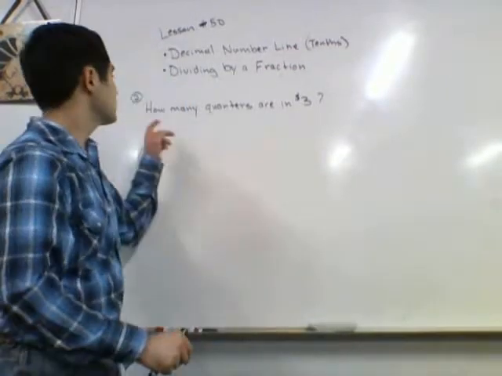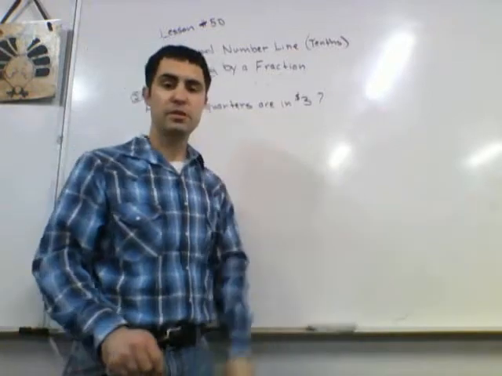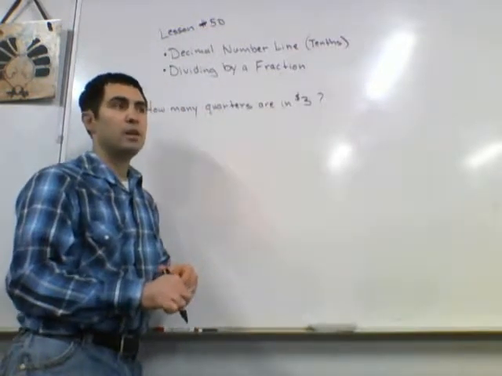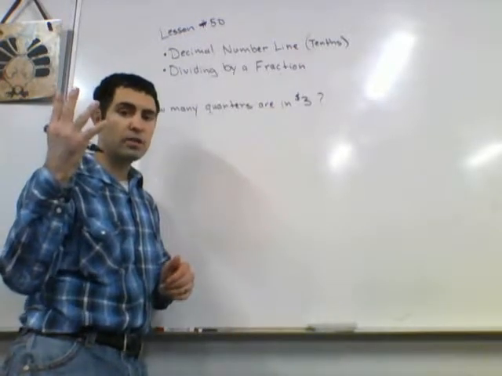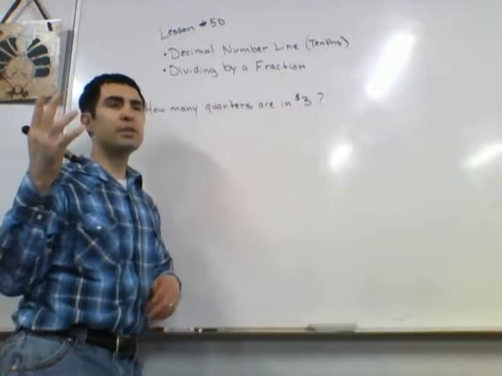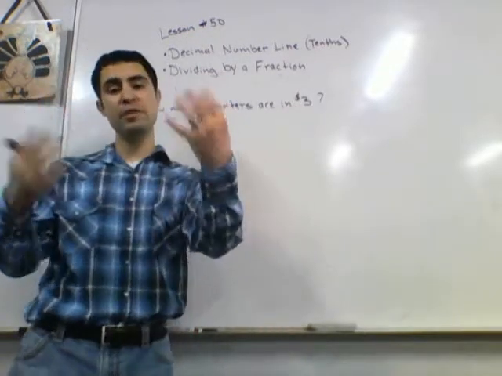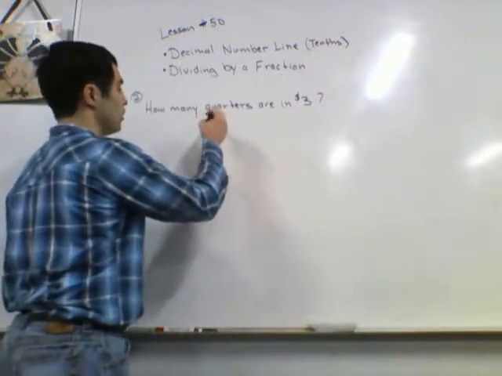Alright, let's move on to the next concept. Dividing by a fraction. How many quarters are in $3? Here's a problem. A lot of people can do this in their heads. They think, okay, I know how many quarters are in $1. That would be 4 quarters in $1. And then they would think to themselves, well, this is $3, so that would be 4 quarters for the first dollar, 4 for the second, 4 for the third, which would be 4 times 3. So the answer would be 12 quarters.